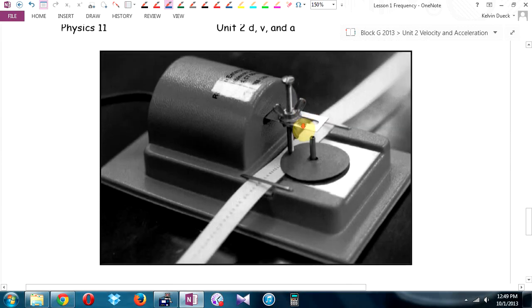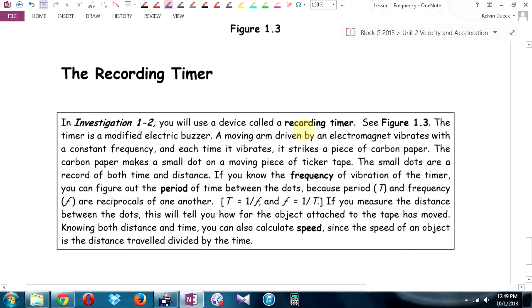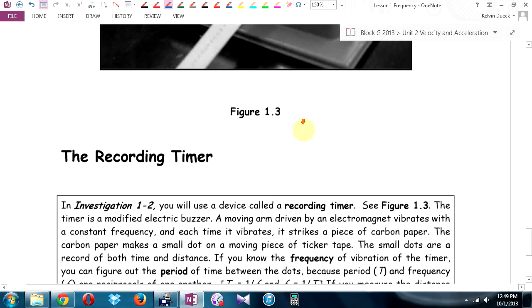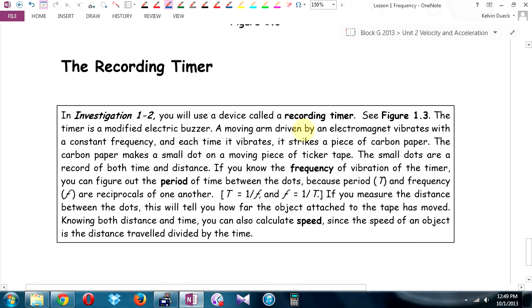Turn the page, please. It says the recording timer in investigation 1-2. Am I going to fit a little lab? Yeah, we're going to see. Let's find out.